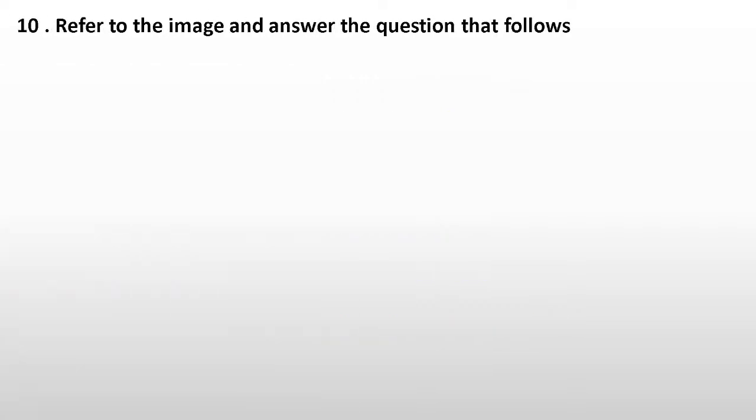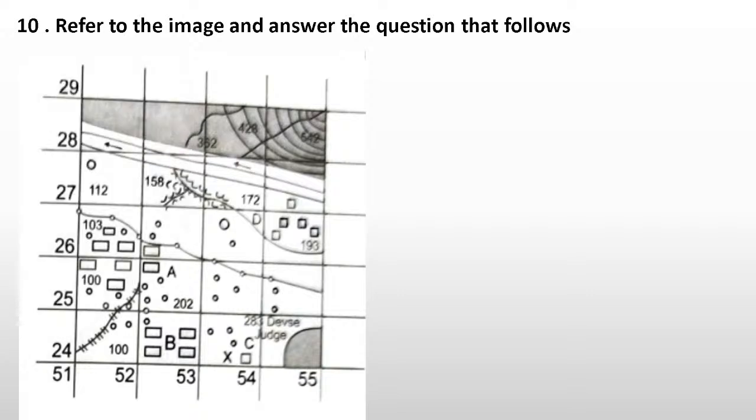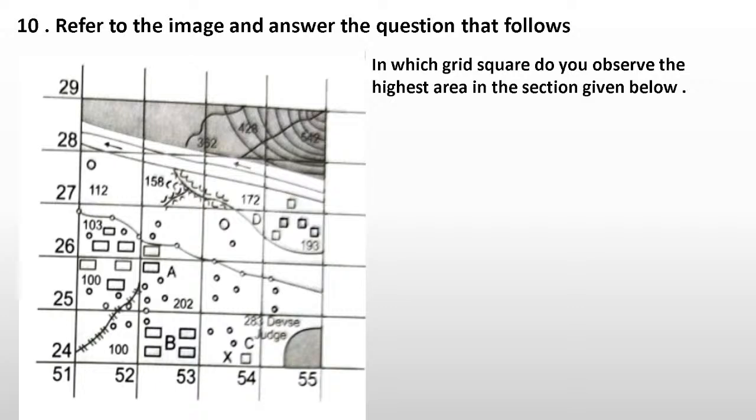We go to the next question, number 10. Refer to the image and answer the question that follows. Look at this particular image properly and answer the question. In which grid square do you observe the highest area in the section that's given below? Look at the image carefully.